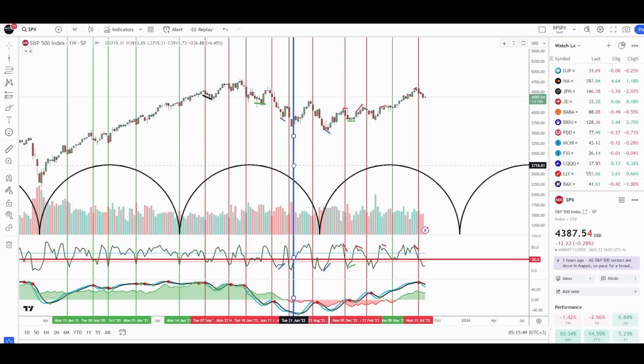Again, perfect mark of the bottom. Again, here it marked that bottom, and here it marked the bottom. That's what I'm looking for. I'm looking for this to turn back up and cross above 38.4 to mark a medium-term stock market bottom.